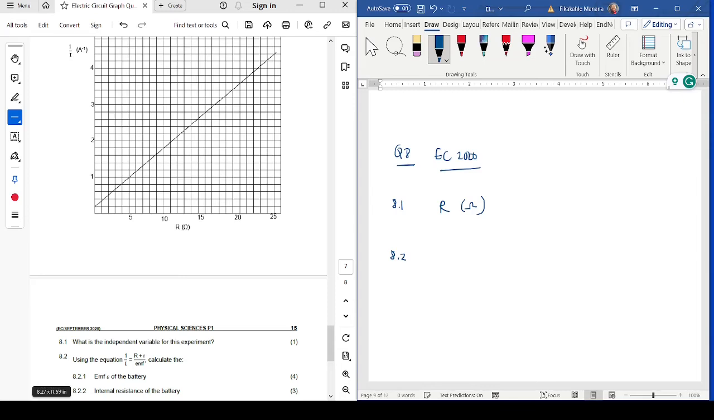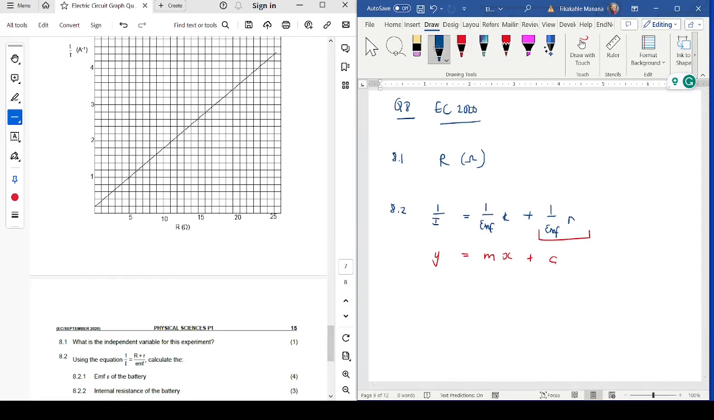And 8.2, using the equation 1 over I. Okay, so they've put it there for us. And we have 1 over EMF times R plus 1 over EMF. They were so kind to put it nicely for us. And if you can remember, this is Y, as you can see, it's on the y-axis. R is on the x-axis, so this is your gradient, and that is your y-intercept. Okay, so I hope that is clear.